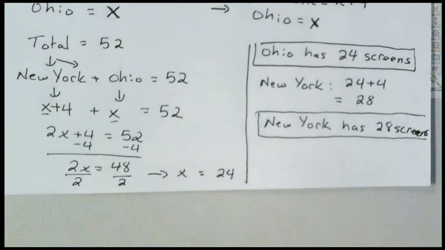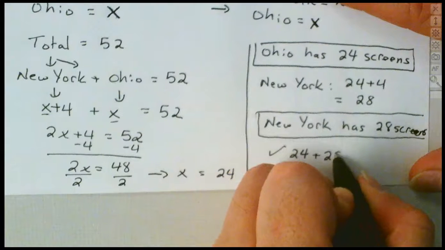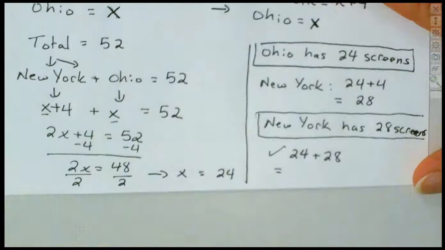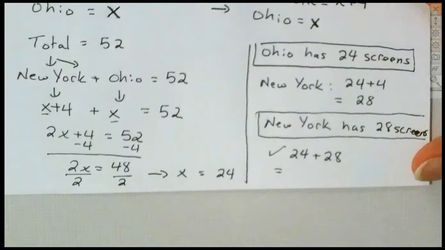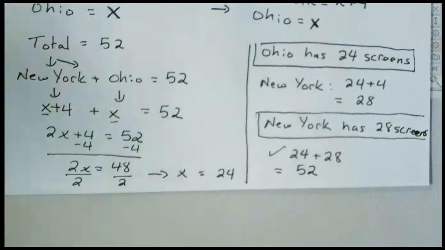Now, how can I check it? Well, to check it, we've got 24 and 28. What does that come out to give you? If you add them together, okay, 24 and 28, that gives you what? 52. Is that how many screens that we should have total? Yes, it is.